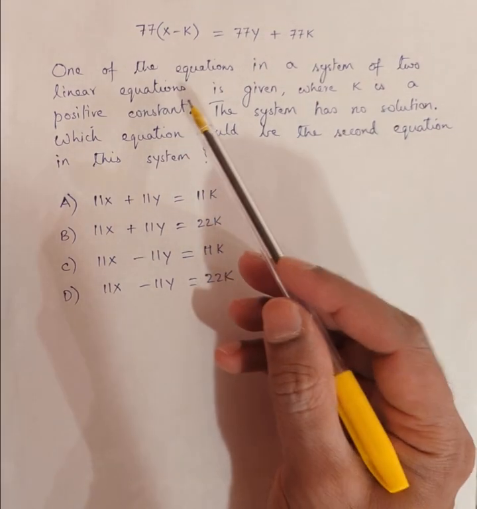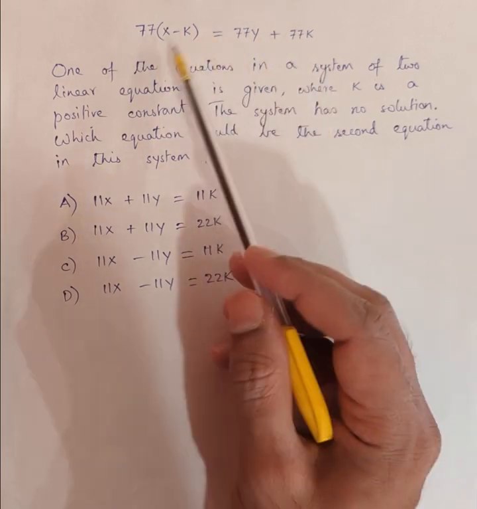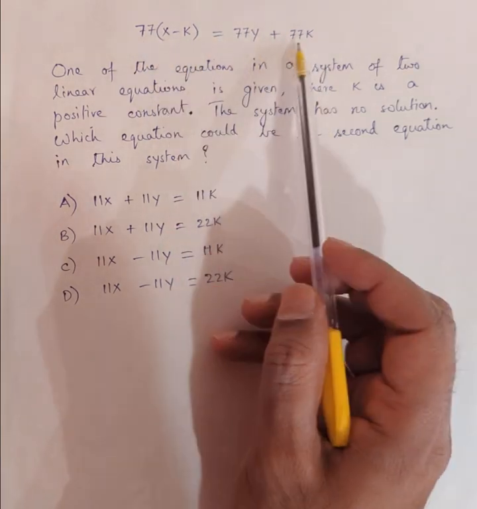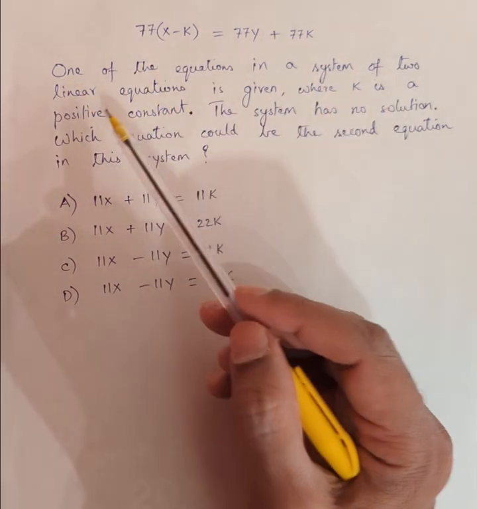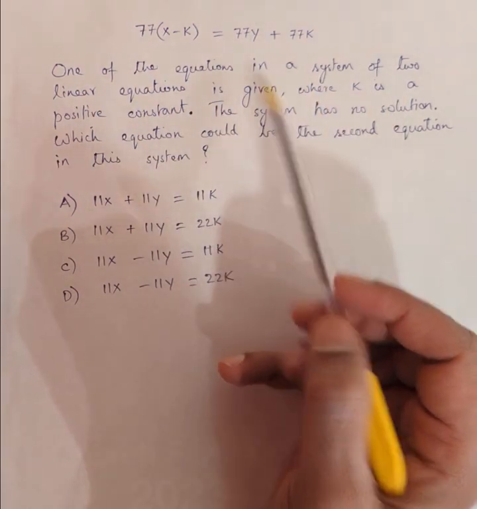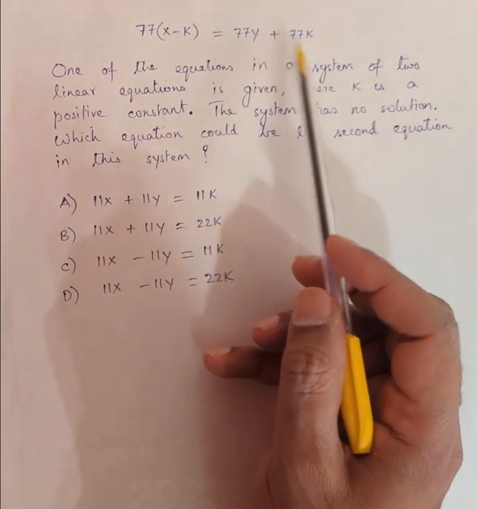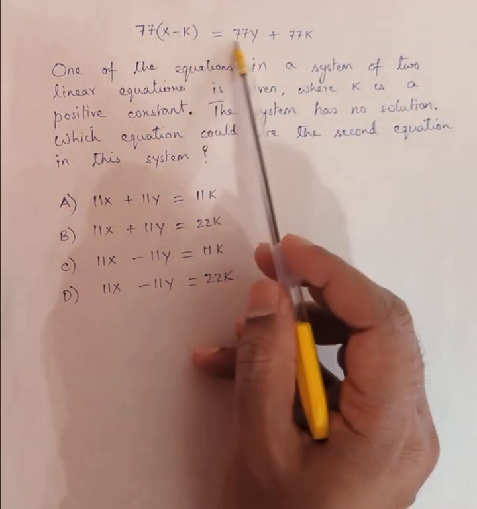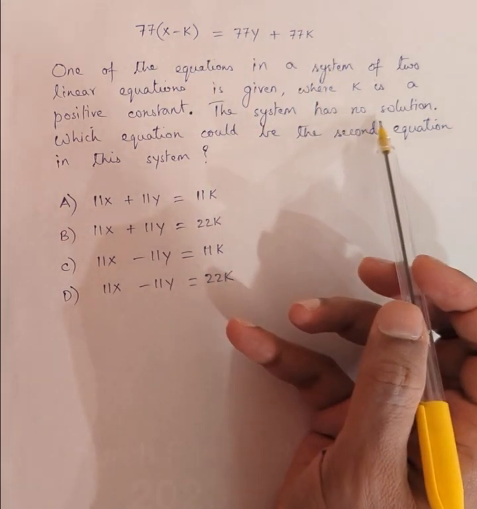This problem seems long and wordy, but it's not that difficult. Let's go ahead and look at this equation. It says one of the equations in a system of two linear equations is given, where k is a positive constant. So x and y are variables and k is just a number. The system has no solution.